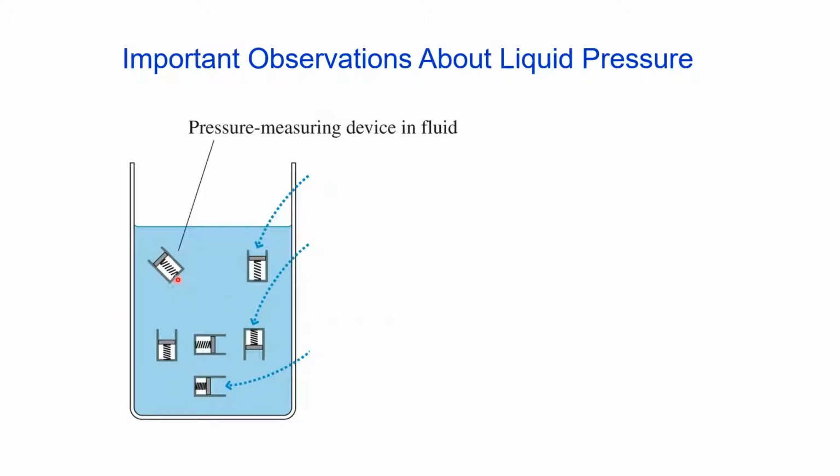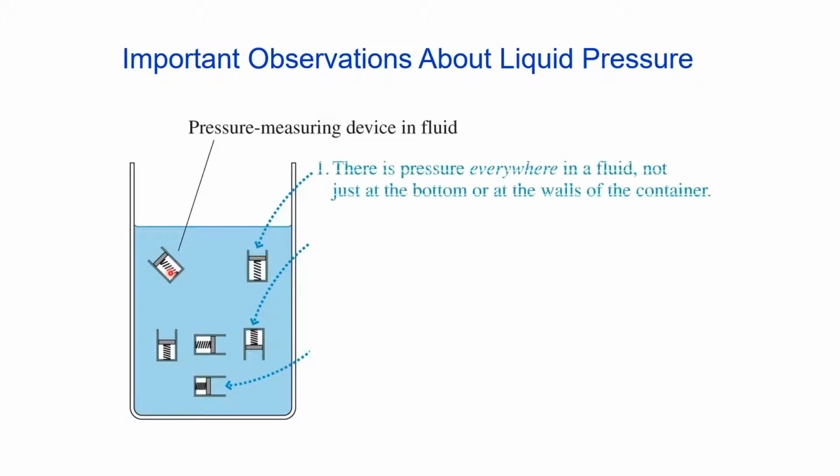These little devices are meant for measuring pressure. Think of them as little springs, and when the pressure increases, it'll compress the spring more, and they're calibrated to read off of pressure. So the first observation I'm going to mention is that there is pressure everywhere in a fluid, not just at the bottom or at the walls of the container. That is a common misconception I've run into.